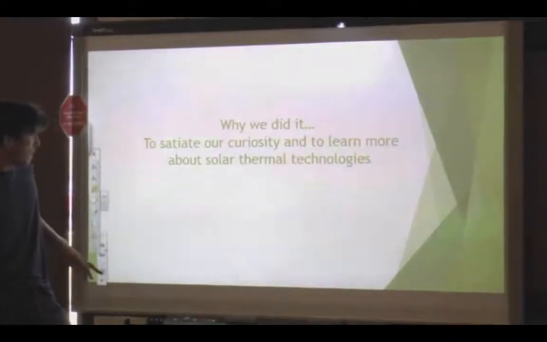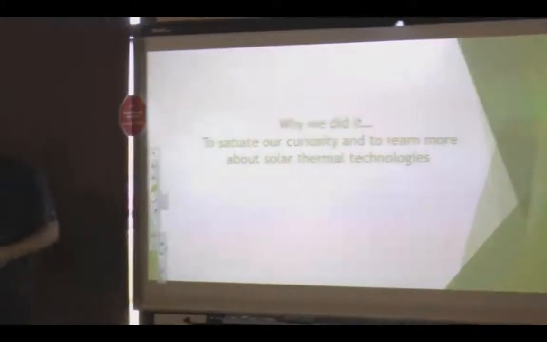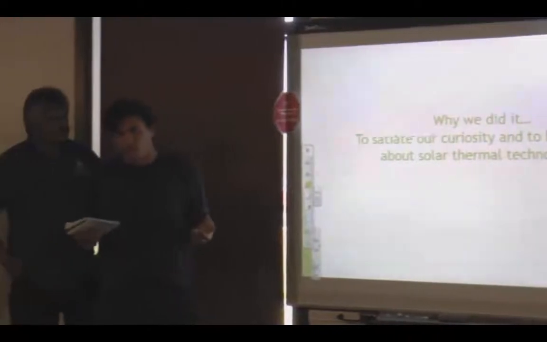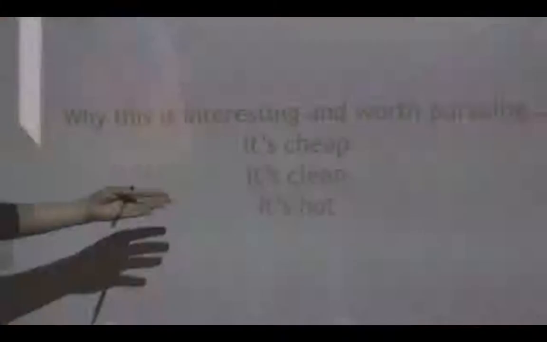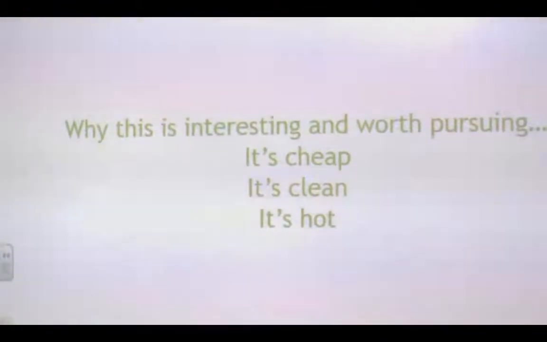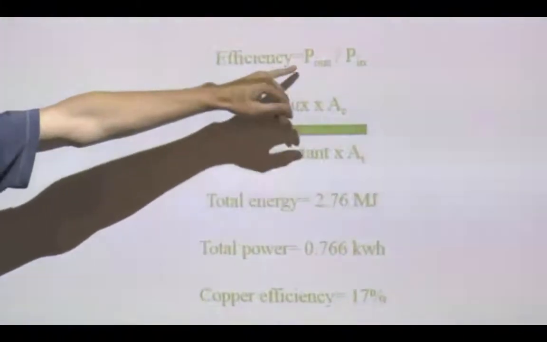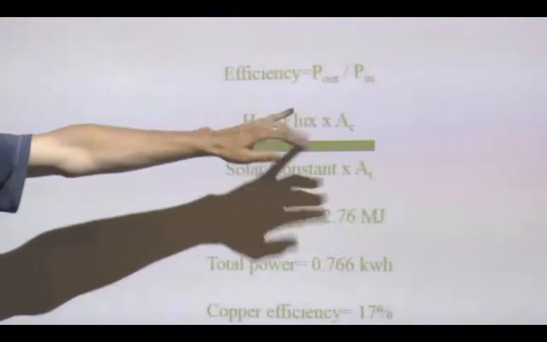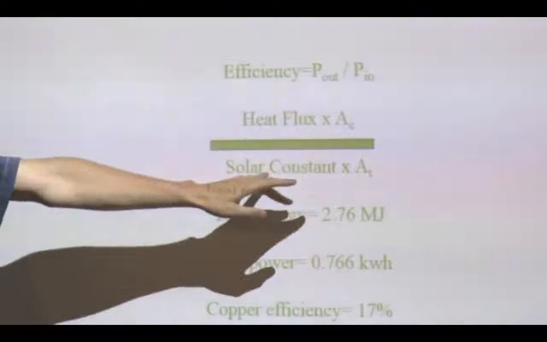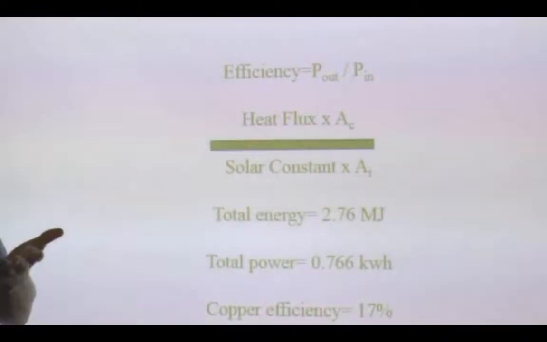So good surface area. Why did we do it? Just to learn new things. We all have an interest in renewable energy, and we all consider it to be the future. It is effectively heating water that's being circulated through the collector. The efficiency is just power out over power in, which is heat flux times area of collector, and then the solar constant. It fluctuates, but it's about 1,000 watts per square meter, and so that's what we use.